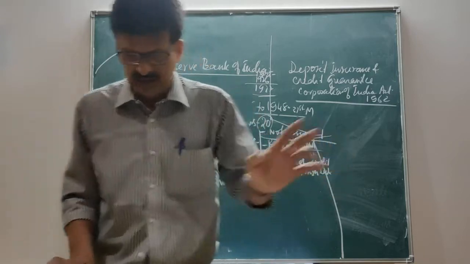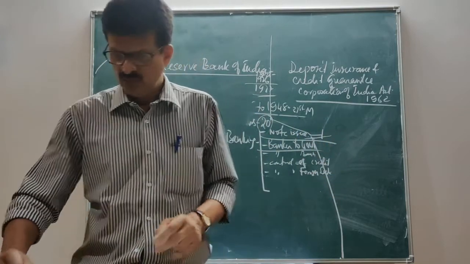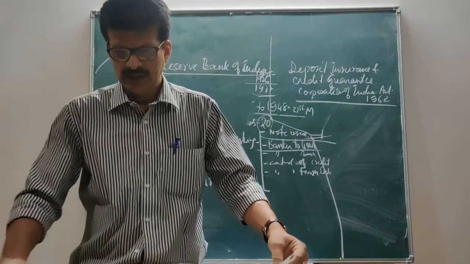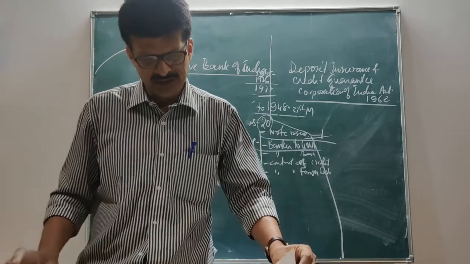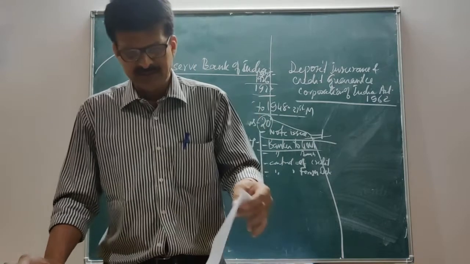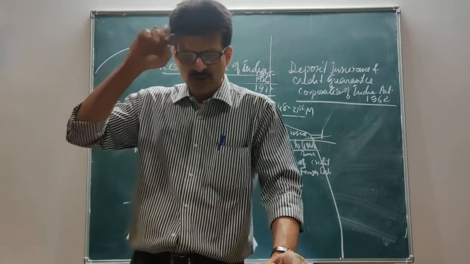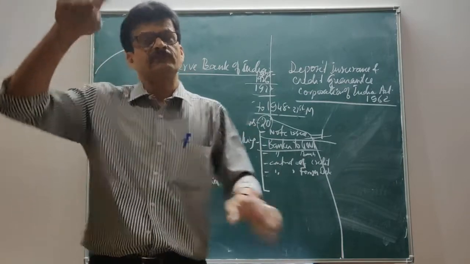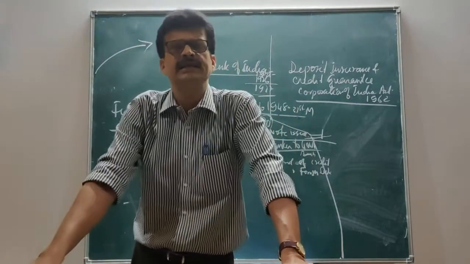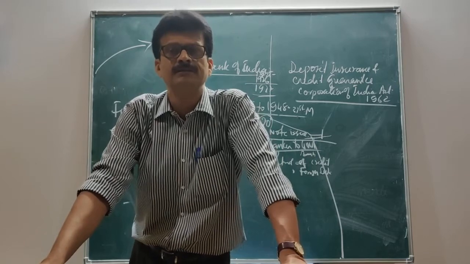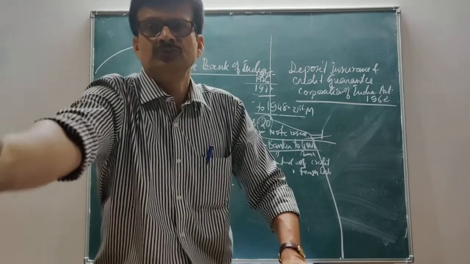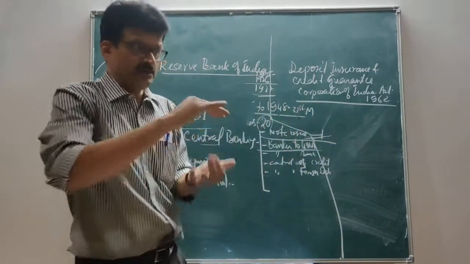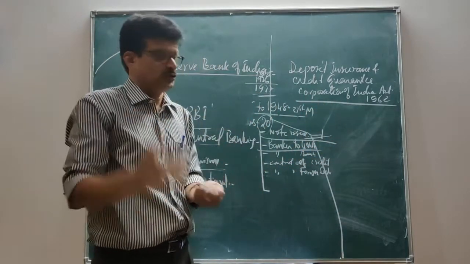Let me also tell you, the liquidity ratio is between 15% to 40%. RBI from time to time decides. Right now I think it is 18.5% of liquidity that should be there with you. Why? They call it the variable statutory liquidity ratio.